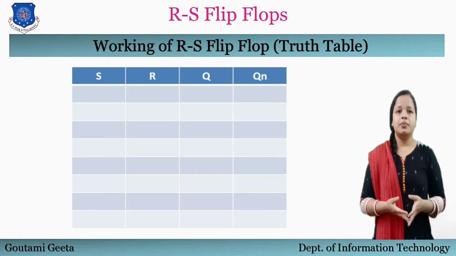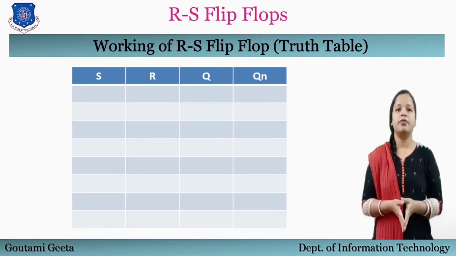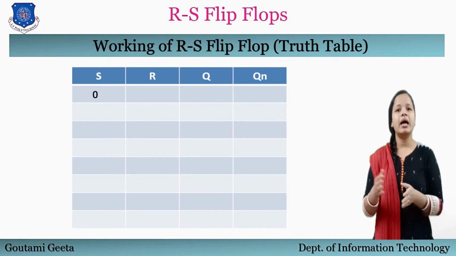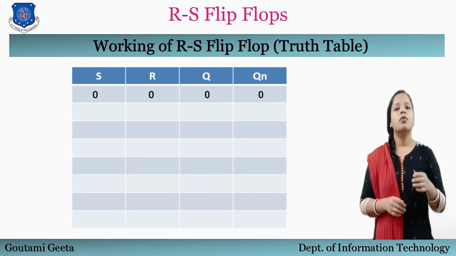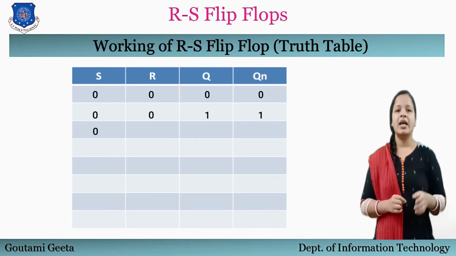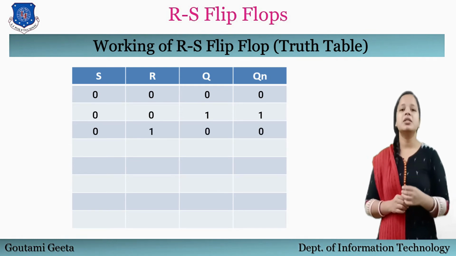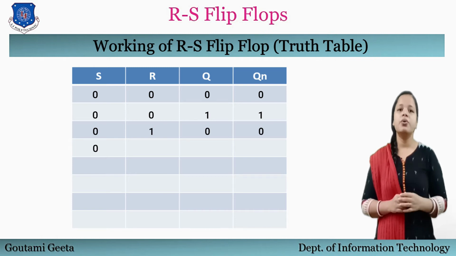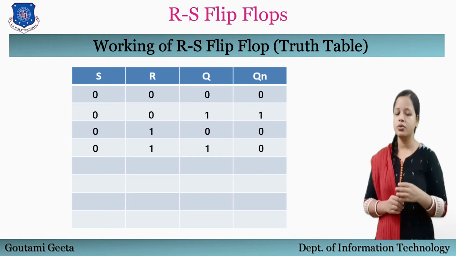Now the truth table. From the previously explained working of this flip-flop, we can draw the truth table for this RS flip-flop. When S is equal to 0 and R is equal to 0, for Q is equal to 0, we get Qn is equal to 0, and for Q is equal to 1, we get Qn is equal to 1. S is equal to 0, R is equal to 1: for Q is equal to 0, we get Qn is equal to 0, and for Q is equal to 1, we get Qn is equal to 0.